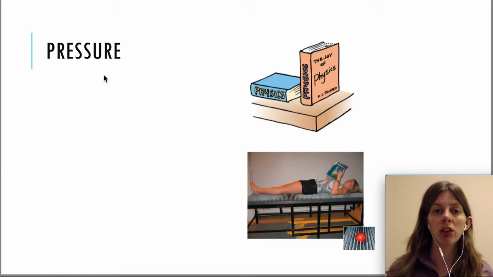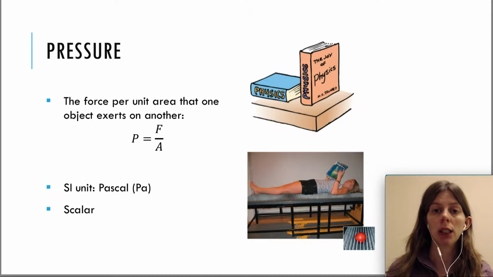So that gets us to our definition of pressure, which is the force per unit area that one object exerts on another. We use the big letter P for pressure, so pressure equals force per area. The units for pressure, you might think it would be newton per meter squared, but we're going to call it a pascal, abbreviated Pa, that's the SI unit. Pressure is also a scalar, so it does not have a direction.